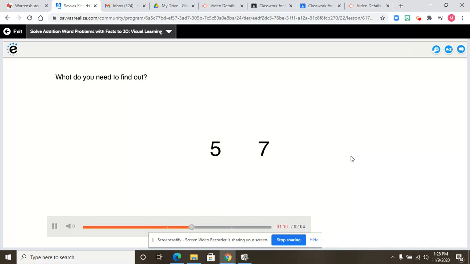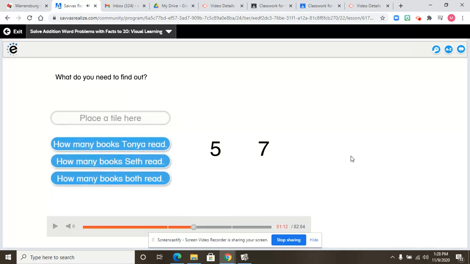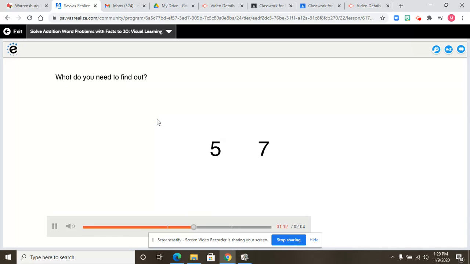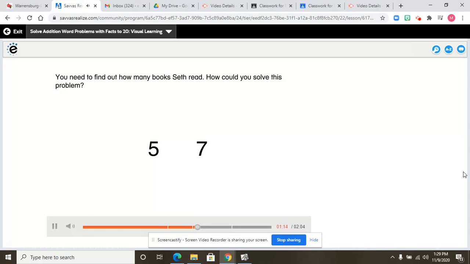What do you need to find out? Select your answer. Okay, what do we need to find out? How many books Tanya read, how many books Seth read, or how many books both read? Well, we know how many Tanya read, but we don't know how many Seth has read, so we need to figure that out. You need to find out how many books Seth read.